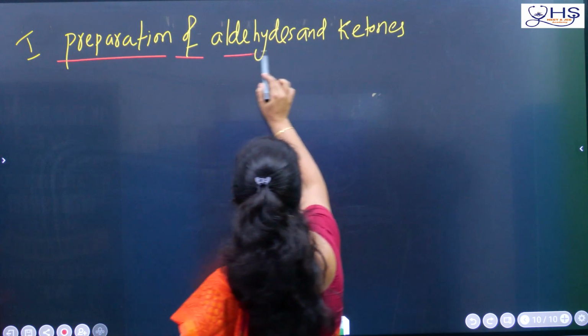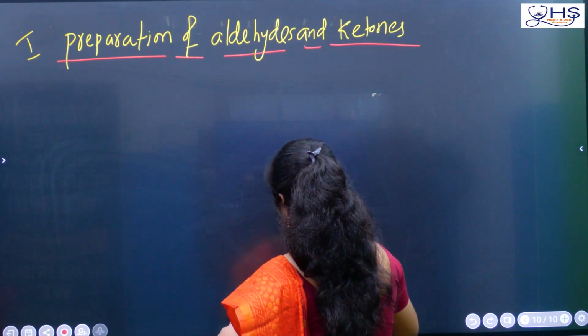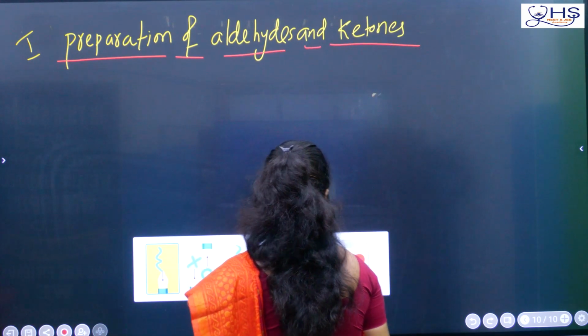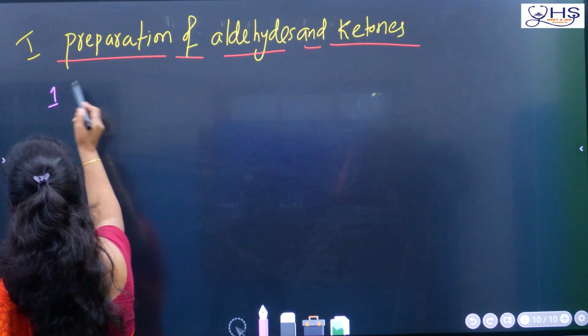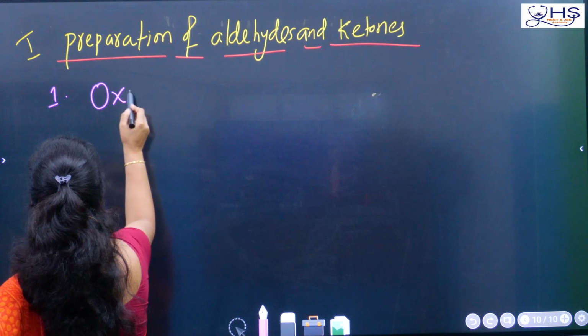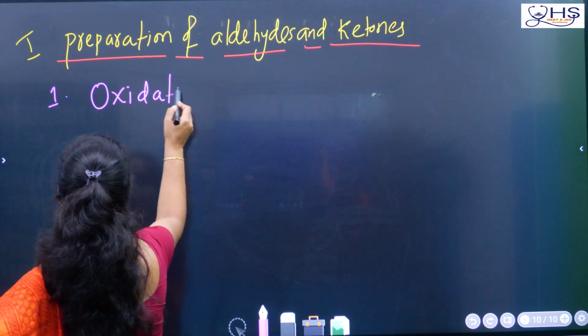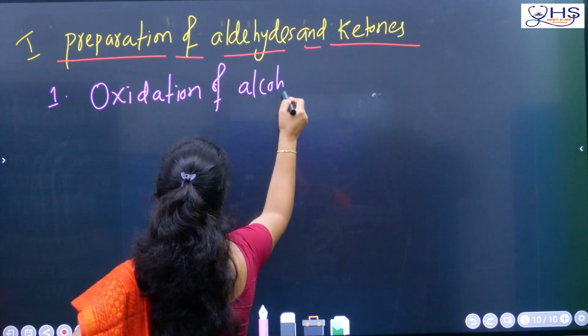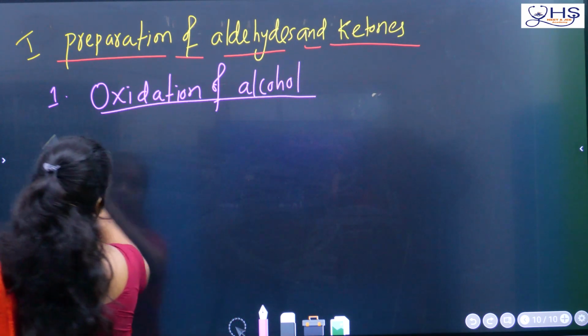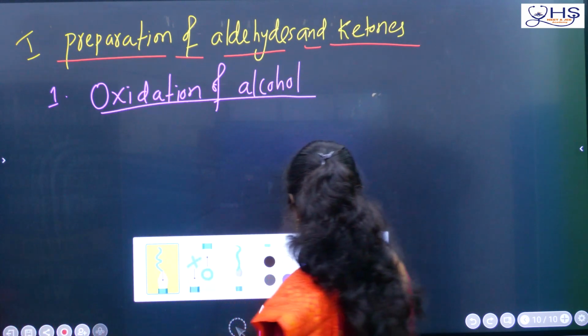Preparation of aldehydes and ketones. First method is oxidation of alcohol. Oxidation of alcohol. Now, very important.